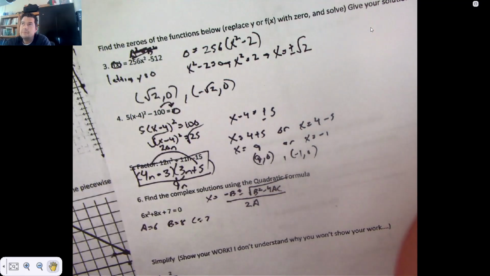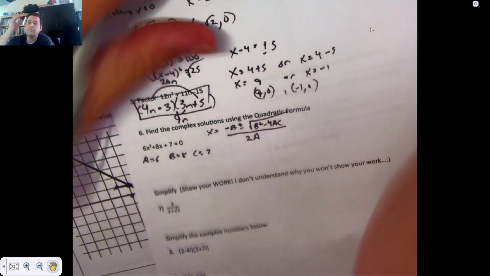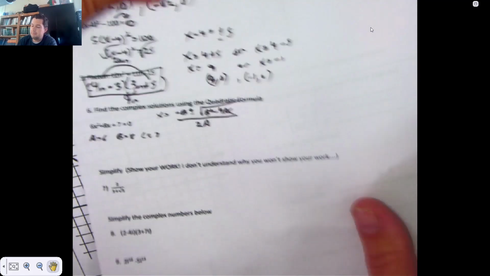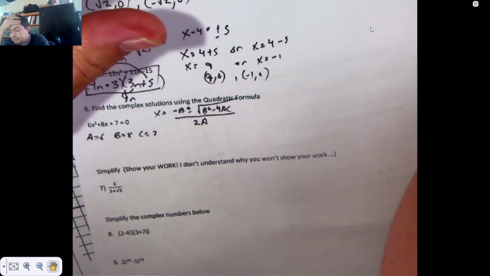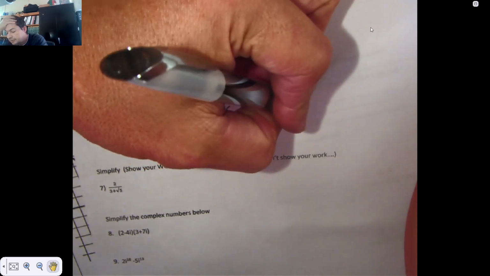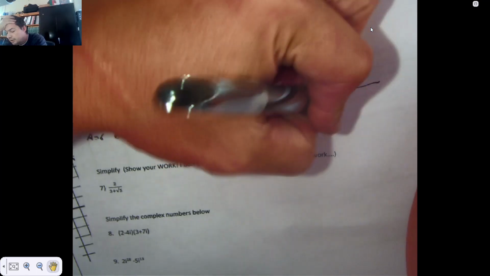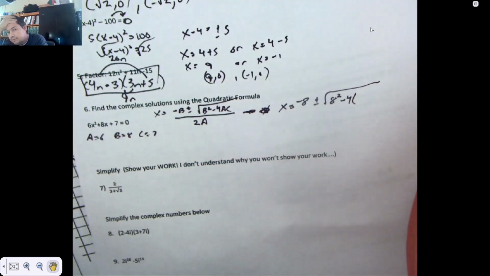This is actually when you're supposed to use the quadratic formula: for complex solutions or things that have square roots in them that you just can't do by factoring easily. So let's plug some stuff into this thing. X is opposite B, which is negative 8 plus or minus square root of an 8 squared minus 4 times A, which is 6, times C, which is 7. All sitting pretty over twice a 6.